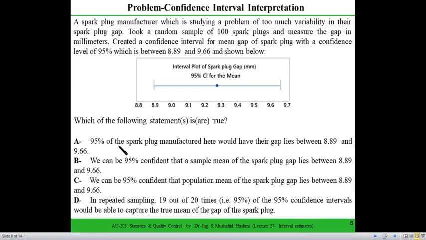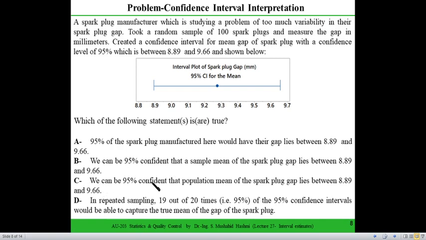As you see, option A says 95% of spark plugs manufactured here would have their gap lie between these limits. This information is not represented by this confidence interval, because as we know that would be a random value. So A cannot be the correct option. Option B says we can be 95% confident that the sample mean of the spark plug lies between 8.89 and 9.96. That is also not the idea of the 95% confidence.